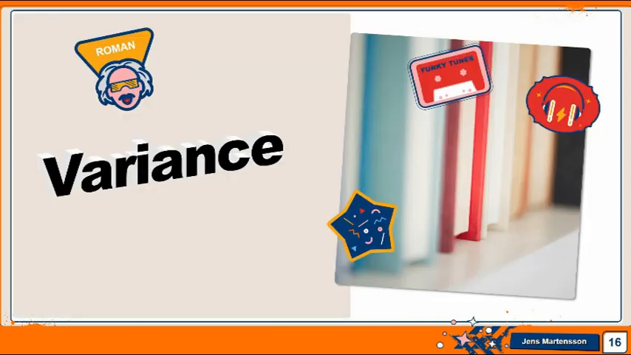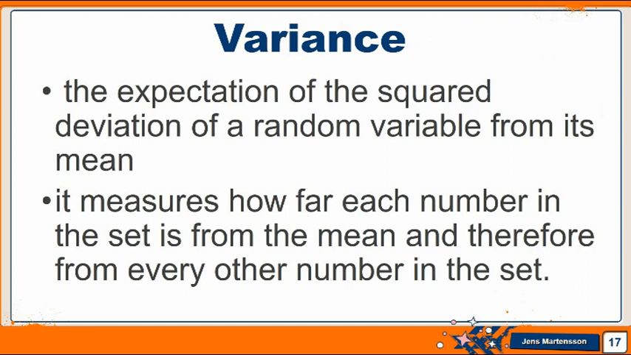Next, we have the variance. Variance is the expectation of the squared deviation of a random variable from its mean. It measures how far each number in the set is from the mean, and therefore from every other number in the set. Kapag kinuha natin si variance, nakita natin gaano kalayo itong mga data from our mean or from our average. Halimbawa, we have the scores in mathematics. Kung ang score ni 1 is 15, tapos ang mean natin is 18, ibig sabihin, si 1 is 3 points behind the average. Nakukuha natin yon by means of variance.